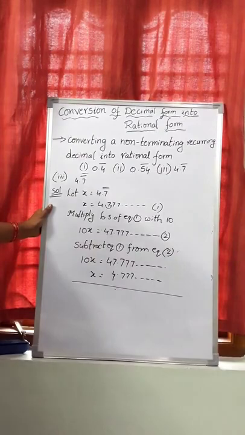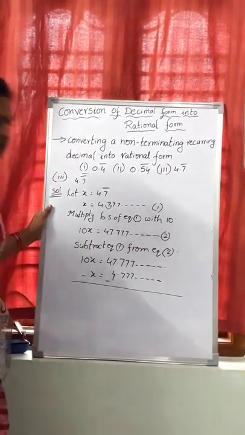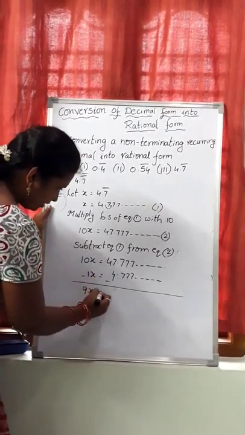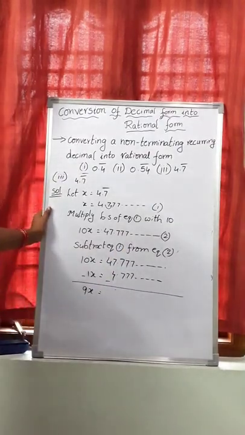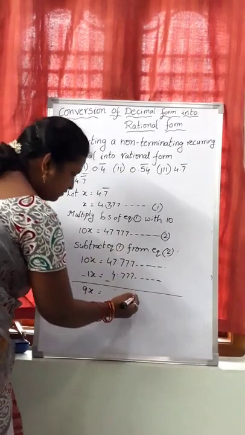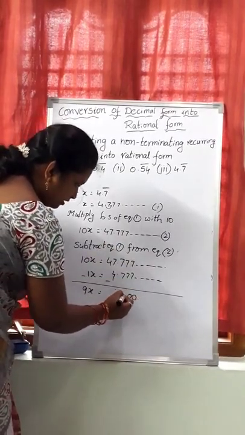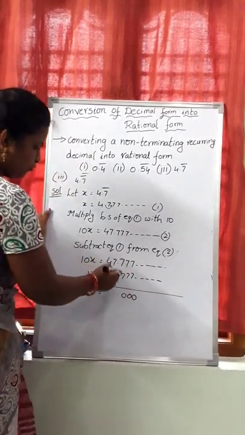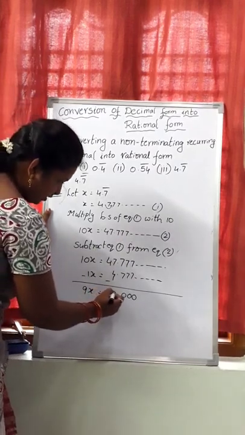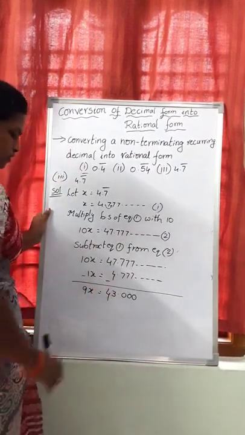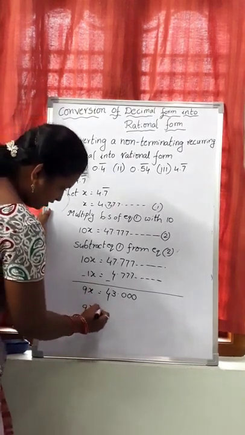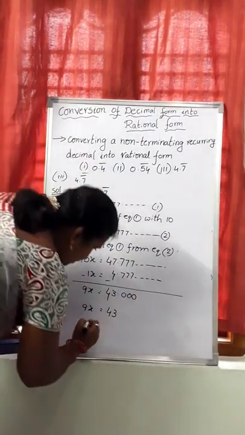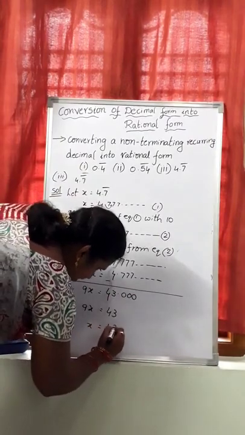Okay, so now we have to do the subtraction. The symbols will be changed. Now 10x minus 1x means it is 9x. And first of all do the subtraction of the decimal part. Then it is 7 minus 7 is 0, 0 and 0. All are 7s. Now keep the decimal point. Now subtract this 4 from the 7. 7 minus 4 is 3 and we are having 4. Now once again we can write it as 9x is equal to 43 because we are having all zeros after the decimal. Now x is equal to 43 by 9.